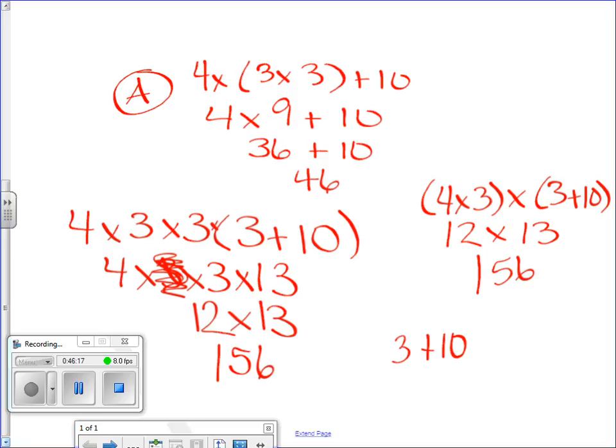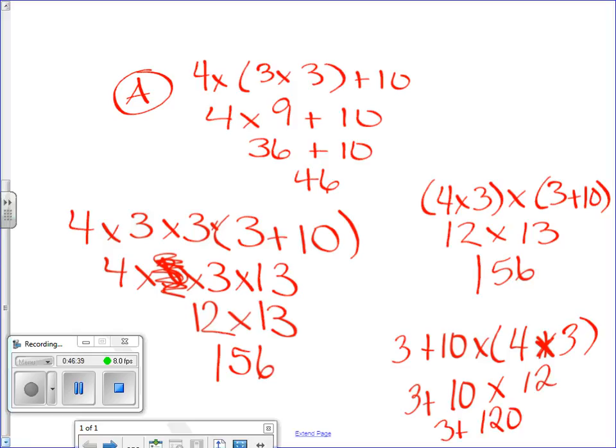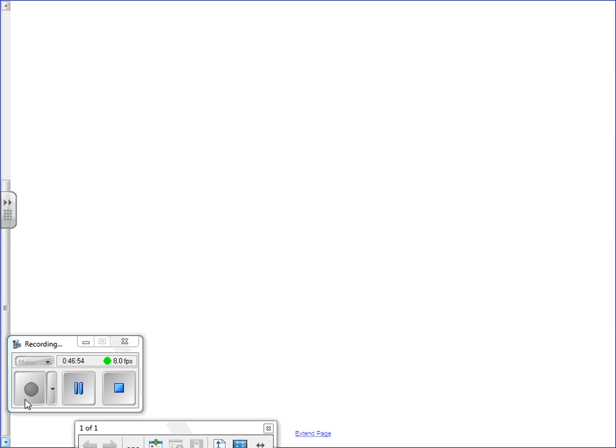(3 plus 10) times 4. Parentheses again, 13, times 4. Now, multiplication comes first. So 10 times 12 is 120, so then that's 123. You were looking for something that equaled 46, and it was A. The correct answer for number 17 is A.